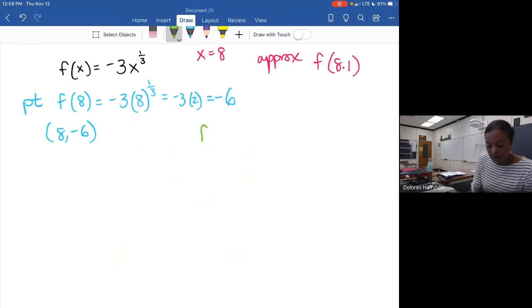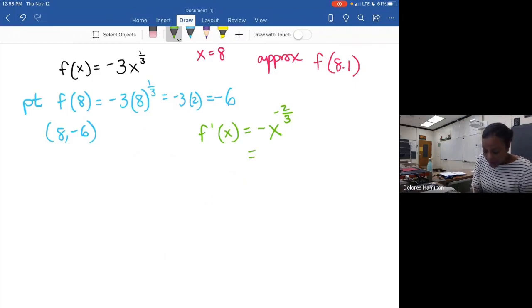So we want to find f prime of x. We're going to look at that equation and we're going to derive it. So that's going to give us -3 times 1/3. So that's -1. I don't know why I put the 1 there. And now x is raised to the 1/3 minus 1. So that's -2/3. Did I do that right? Yeah, I did that right.